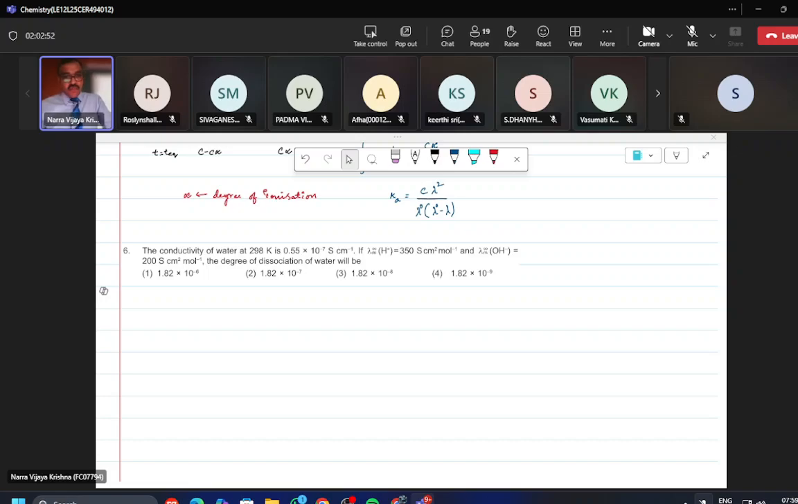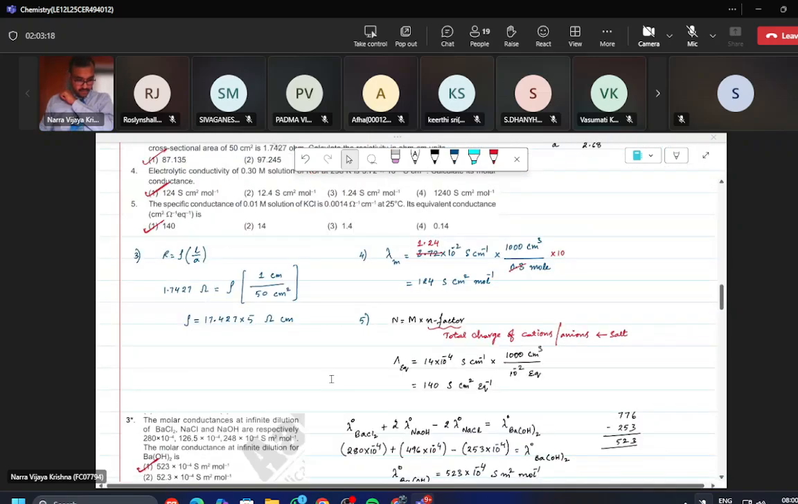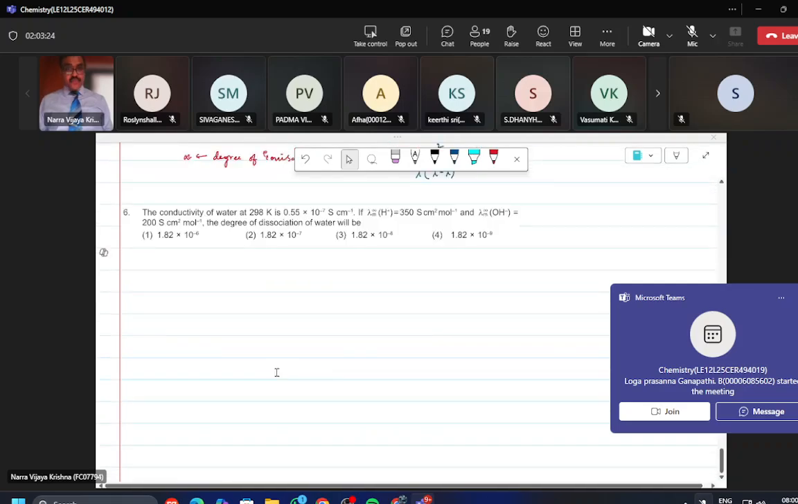Section 1, I will not solve anything. Directly, I will go to section 2. Section 2, I am taking the star mark questions. First, question number 3. I think we solved that question number 3. Solved or not? Already done. Then question number 4, 5, 6, 7. Now we will see question number 7.